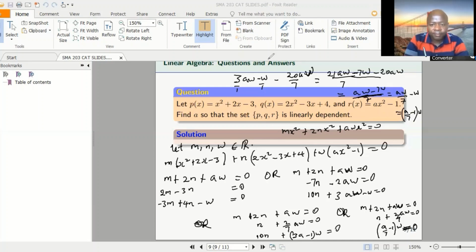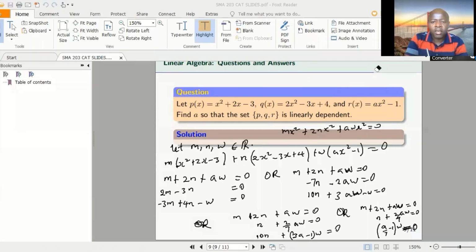Let's go back to the question. The question says, let P and Q and R be polynomials. Find A so that this set of polynomials is linearly dependent. So that means, for linearly dependent, the scalars must exist. That word, that the scalars must exist, is very important, because once you know that, you go to the echelon matrix that we now have and look at the last row here and ask yourself, what should be A for us to have infinitely many solutions, or for us to have a solution to this system?